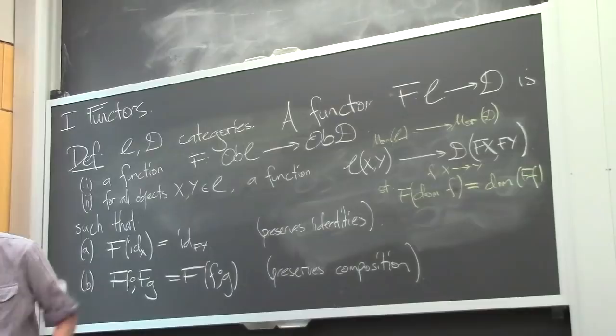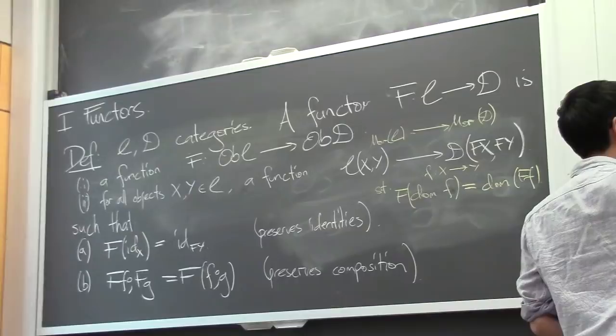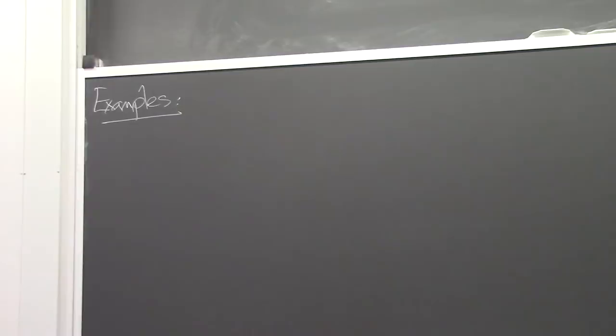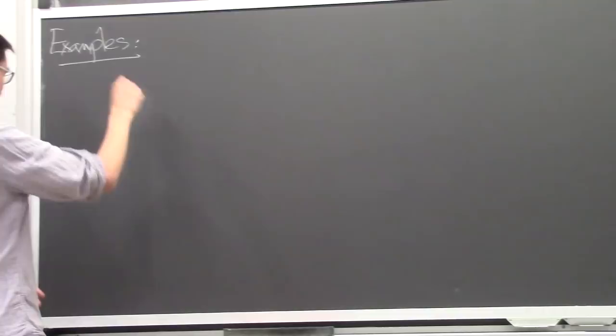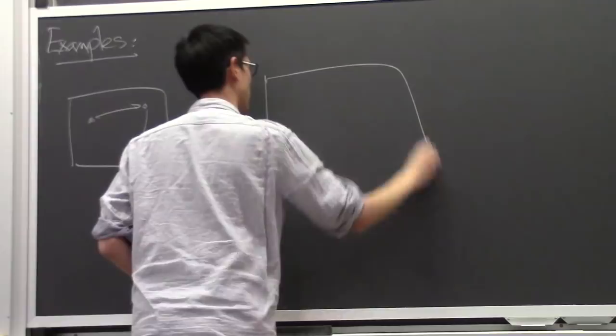Okay, so some examples. First, I want to talk about functors between presentations, partly because this gives a nice picture. So here's some sort of presentation of one category. Here's a presentation of another category.